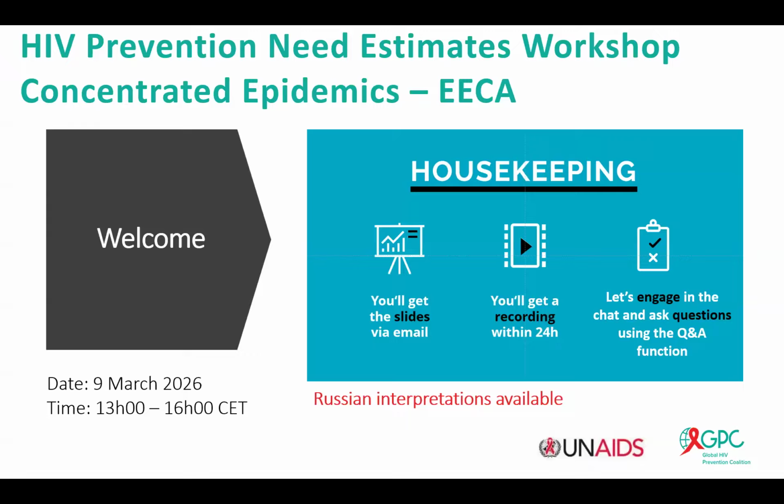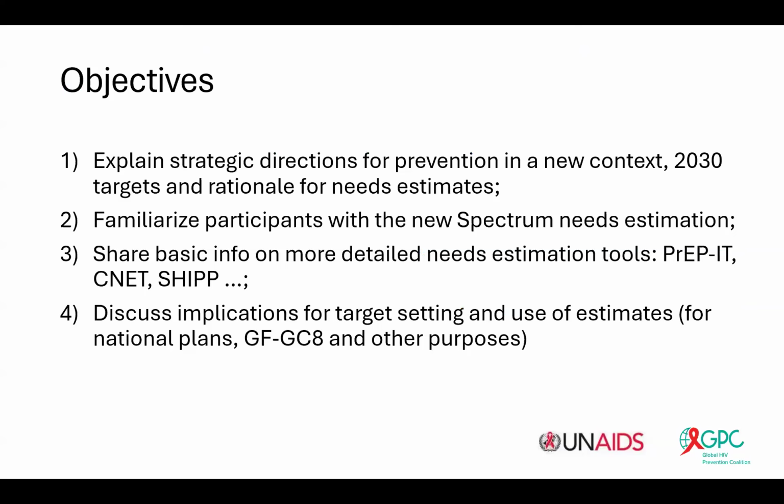I'm excited. It's the last of this series of workshops today, and I'm looking forward to a very interactive session today. So these HIV prevention needs estimates workshops, we have got four main objectives that we are trying to achieve through these workshops. The first is to explain strategic directions for prevention in a new context, looking at the 2030 targets as well as the rationale for these estimates.